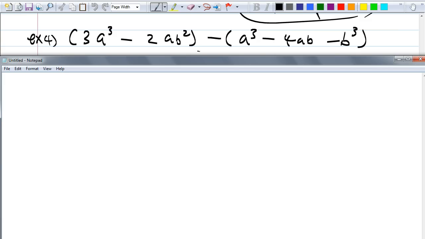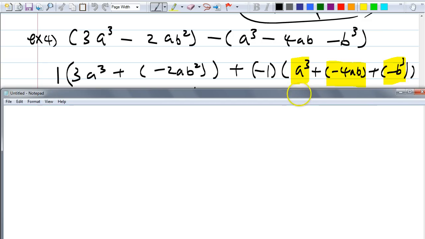Carolyn, go ahead. Shh, listen. 3a cubed plus negative 2ab squared plus negative a cubed plus 4ab plus b cubed. Okay, you skipped a step, but you're right. Because I did this: I changed this to plus negative 1 times the whole thing.